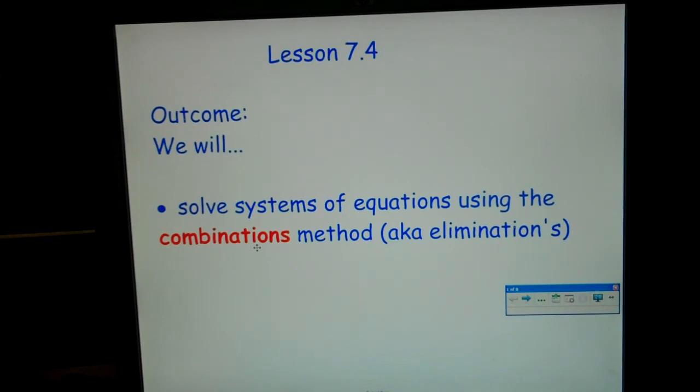I want you at the bottom of your notes today to write which way you like best so far. Do you like the graphing, the substitution, or the combinations? That's how I'm going to know that you watched the entire video.